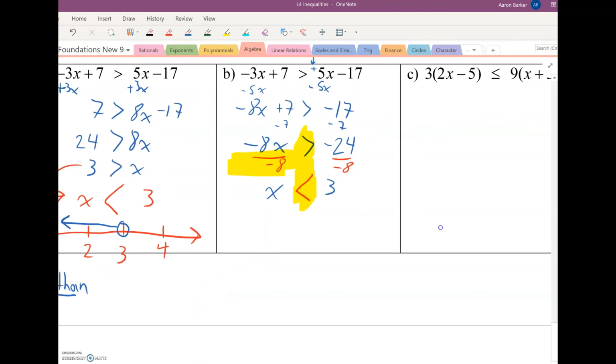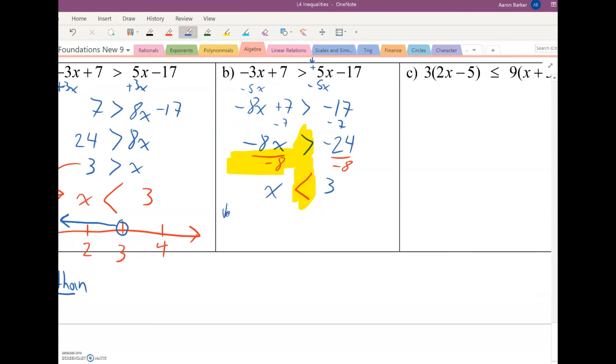Let's verify this one really quickly. Verify. What number should you choose? First of all, what number can't you choose? You can't choose x equals 3. You can't do that. You can never use your boundary point.